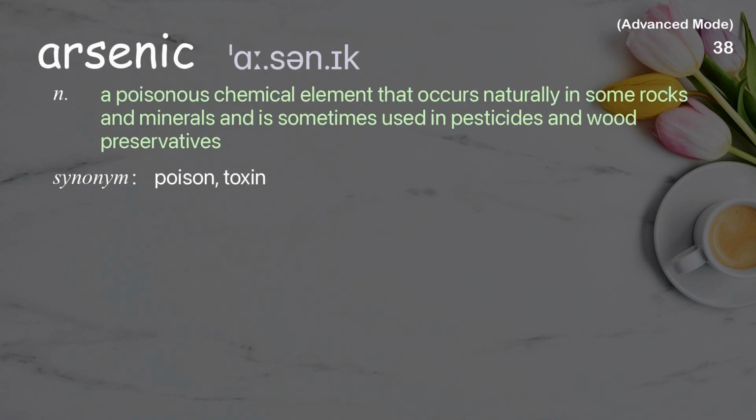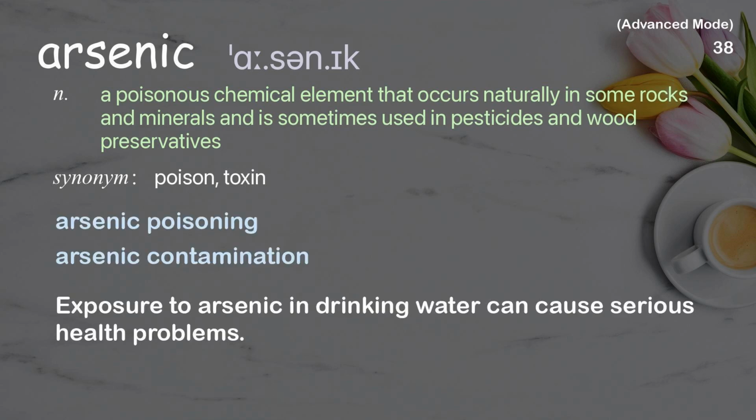Arsenic. A poisonous chemical element that occurs naturally in some rocks and minerals and is sometimes used in pesticides and wood preservatives. Examples: Arsenic poisoning. Arsenic contamination. Exposure to arsenic in drinking water can cause serious health problems.